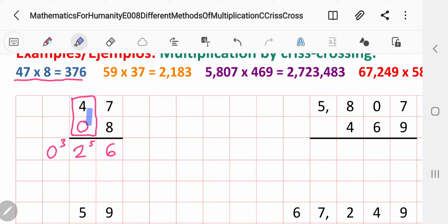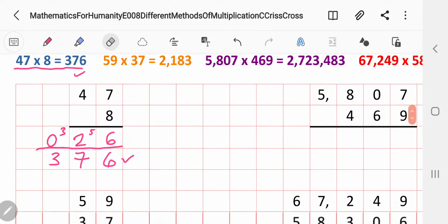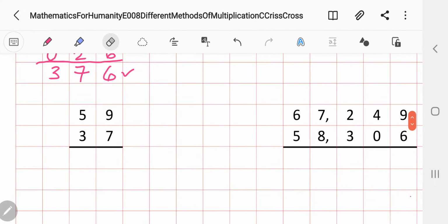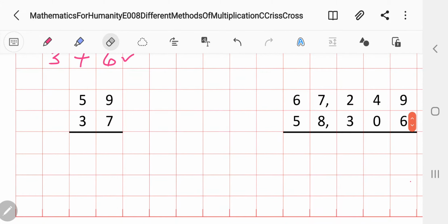So finally we have the product as 6, and then you have 2 plus 5 would be 7, and then 0 plus 3 would be 3. So we have correctly determined the product of the two numbers. That's how you do the criss-cross method. Now let's do this one here.